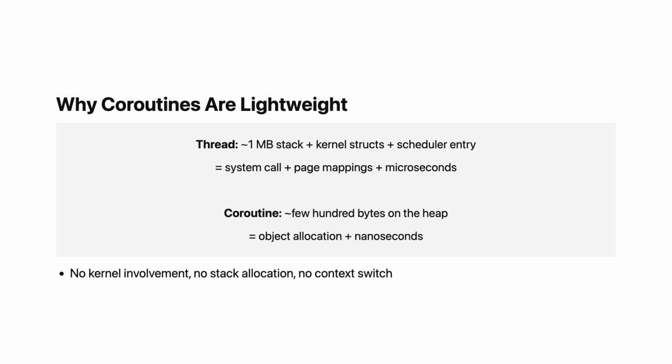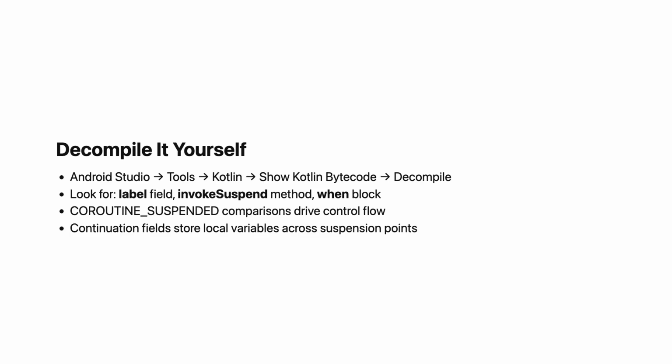You can actually see this generated code yourself. In Android Studio, write a simple suspend function, go to Tools, then Kotlin, then Show Kotlin Bytecode, then click Decompile. You will see the continuation class with its label field and its invokeSuspend method containing the when block. The label checks, the COROUTINE_SUSPENDED comparisons, the casts. It is all there. It looks verbose and mechanical because it is generated code, not meant for human consumption. But once you know what to look for, it all makes sense.